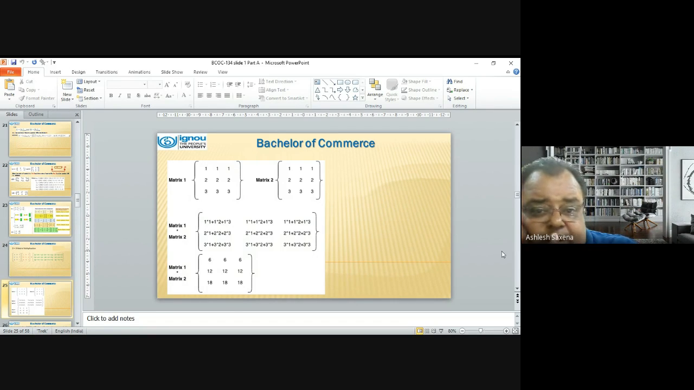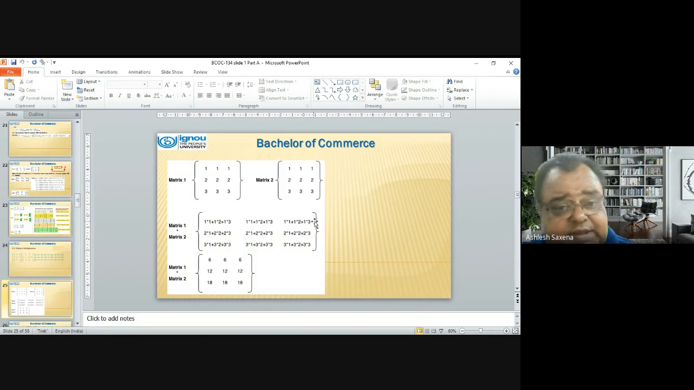1 into 1 plus 1 into 2 plus 1 into 3. That means, I'm repeating, all these elements will be multiplied by these elements. So we will be getting this one. Another one, all elements will be multiplied by this. 1 into 1 plus 1 into 2 plus 1 into 3, 5 plus 1, 6. This will be 6. Then this multiplied by this, 1 into 1 plus 1 into 2 plus 1 into 3.